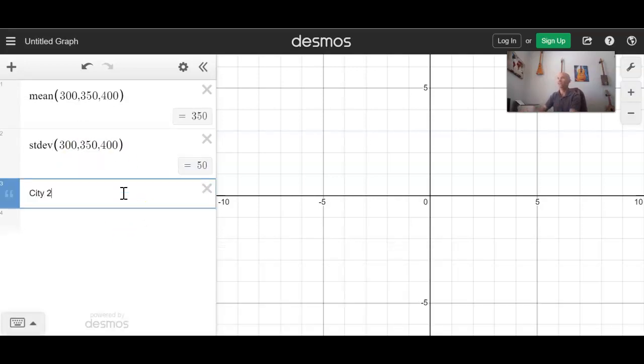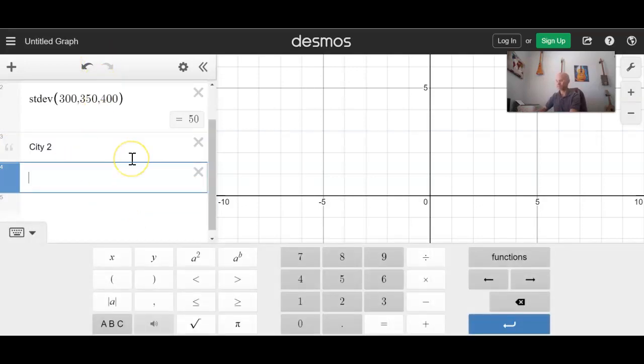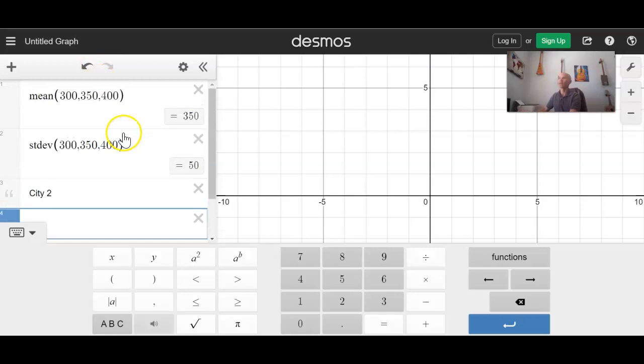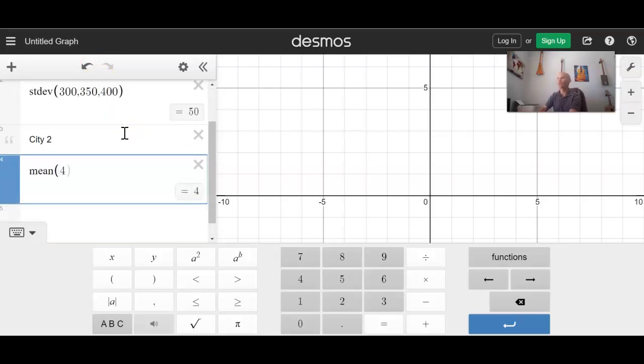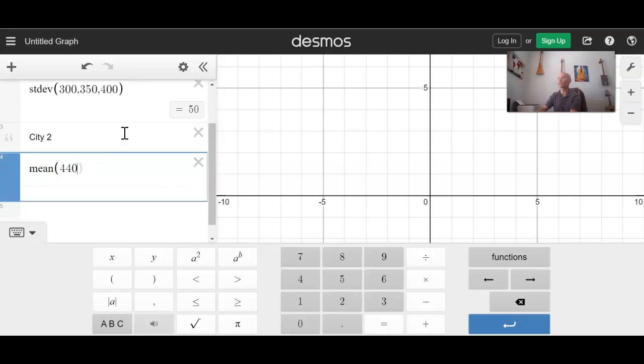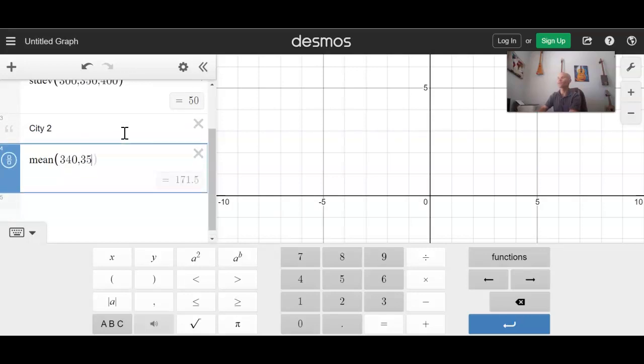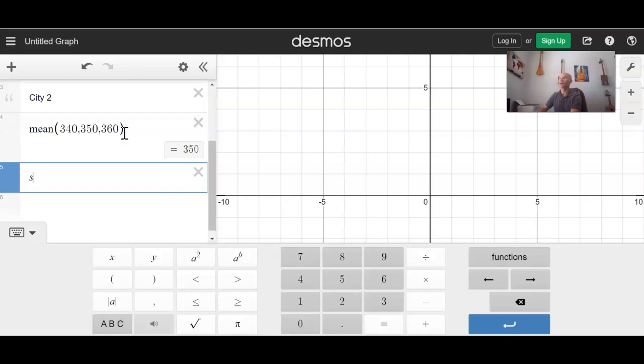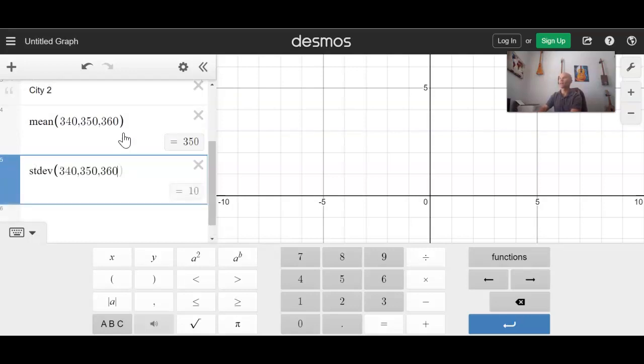Now for city 2, rather than computing these by hand, let's go ahead and do the mean of 340, 350, and 360. And again, same average house price. Let me copy these. And now again, because this is a sample, I'll just do stdev. And now you see that my standard deviation is 10, right? The fact that that number is smaller means that on average, house prices vary by $10,000 away from the mean.